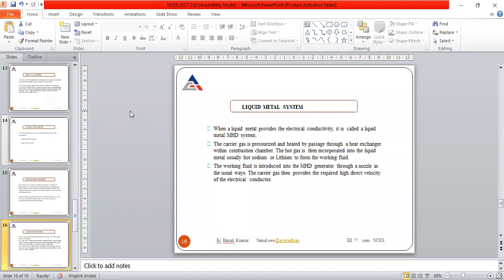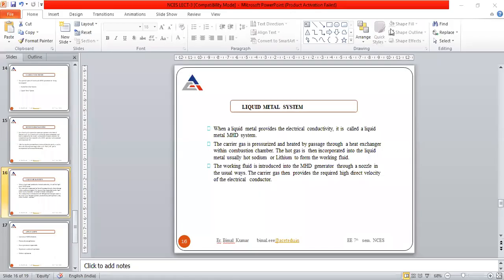Working liquid is introduced into the MHD generator through a nozzle in the usual way. The carrier gas then provides the required high directed velocity of the electrical conductor. So this is all about the open cycle and closed cycle system in MHD generator.